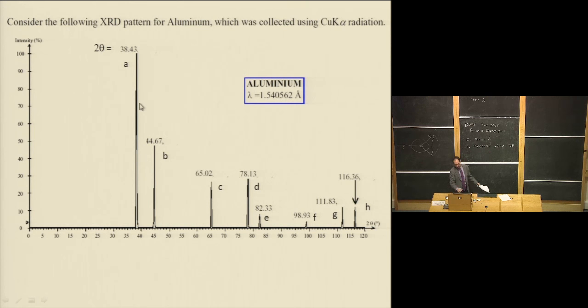Then you get this data, all these peaks, as a function of scattering angle 2 theta. And fortunately, in this particular picture, they've actually measured the angles for us: 38.43 degrees, 44.67 degrees, and so forth. And I've also labeled the peaks with letters so we can keep track of them: peak A, peak B, peak C, and so forth.